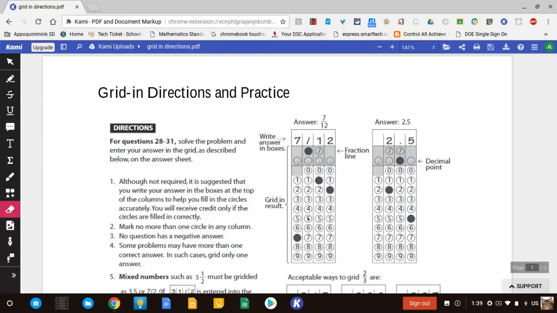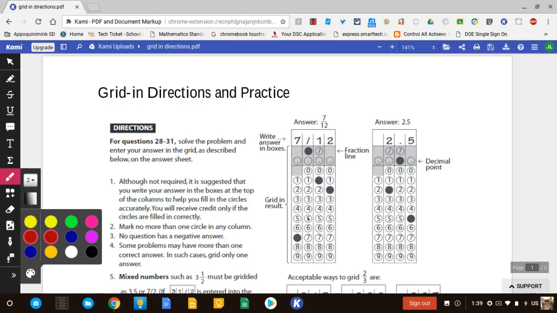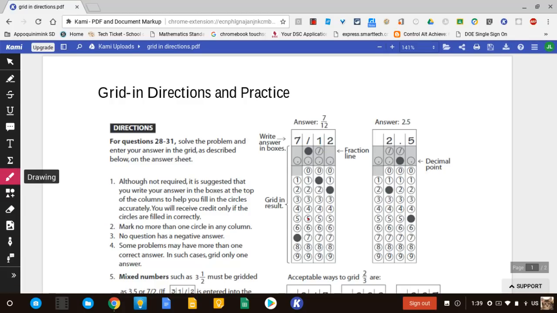Hello, here I am to talk to you about grid-in questions. There are plenty of grid-in questions on both sections of the math, the calculator section and the non-calculator section.